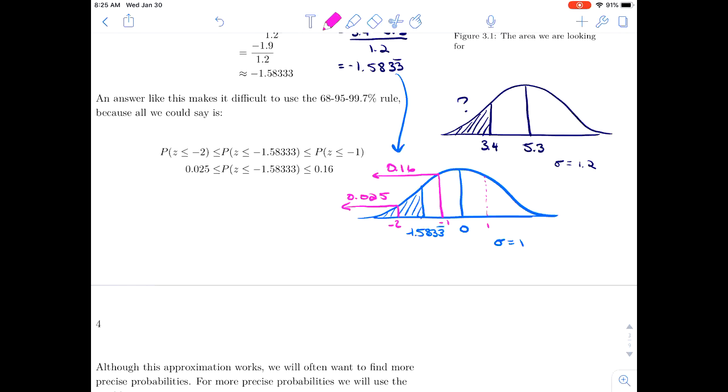But as long as you can convince yourself that this area is going to be between this area, it's less than 0.16, but it's also larger than 0.025. And so you could use the 68, 95, 99.7 rule that way. But what we're going to do is use the Z table instead.